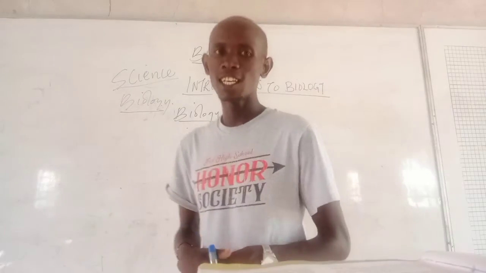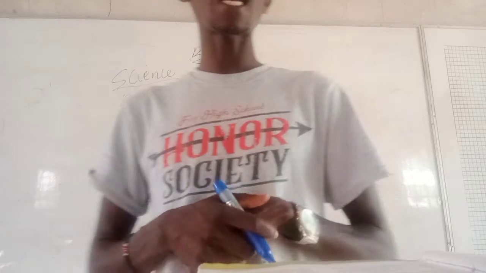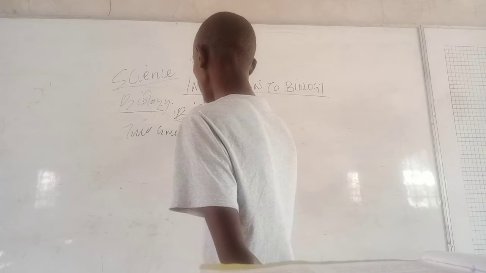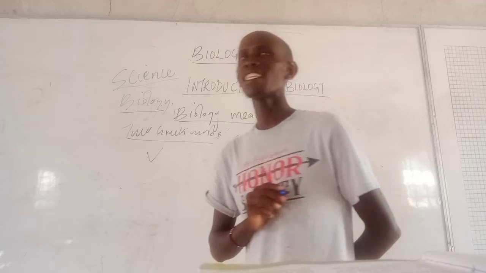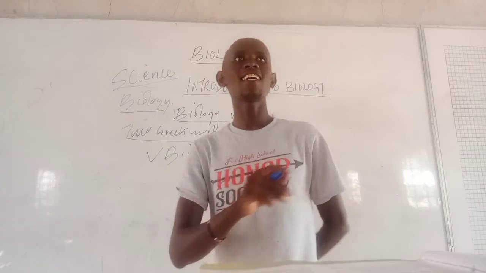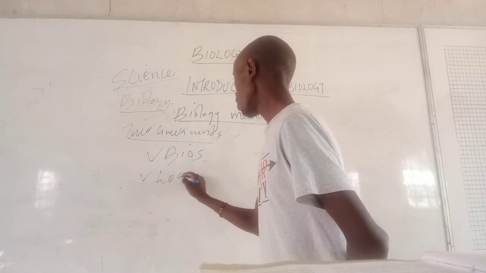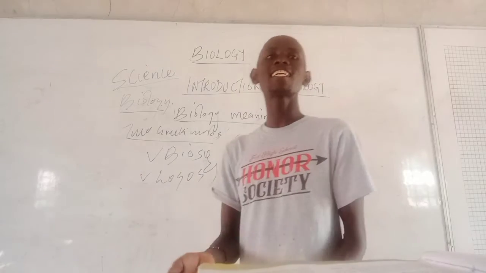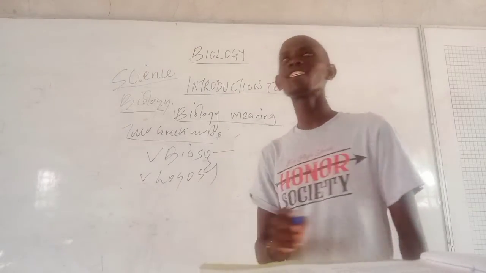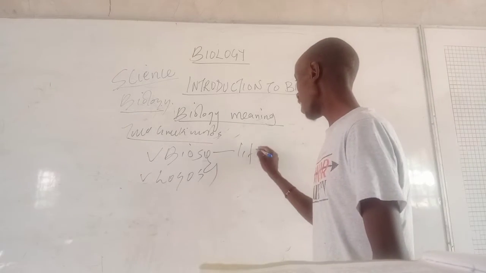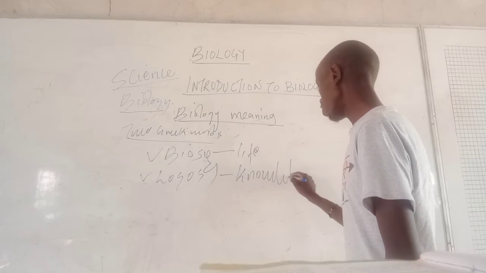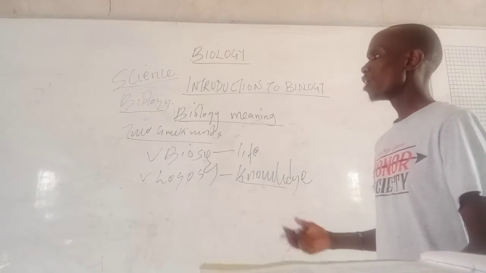Now, biology, just like any other subject, was derived from two Greek words. Who can name one of the words that biology was derived from? We have the bios. The other one? Then we have the logos. These terms are Greek words that biology was derived from. Bios means life. What about logos? Logos means knowledge.